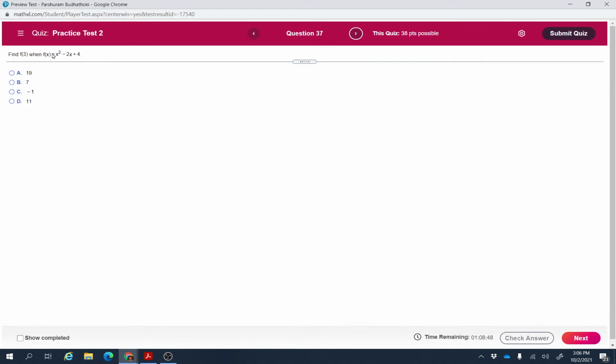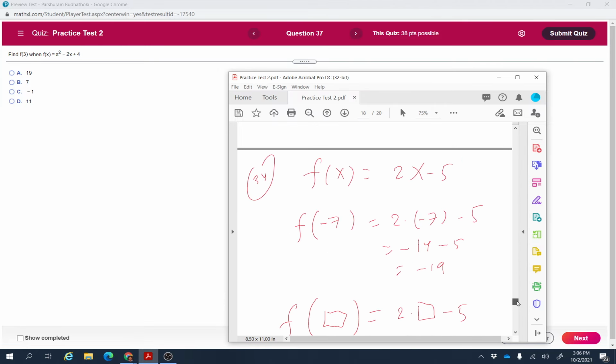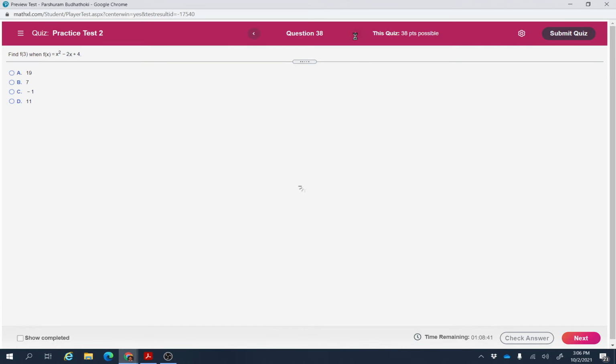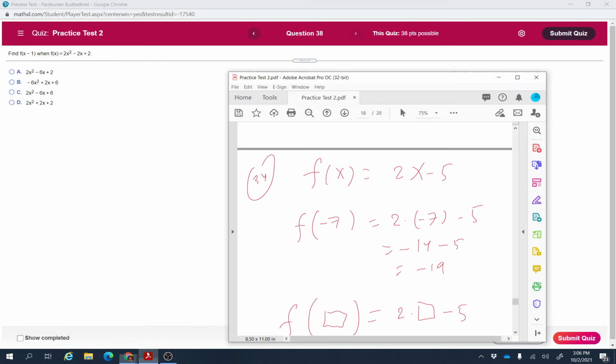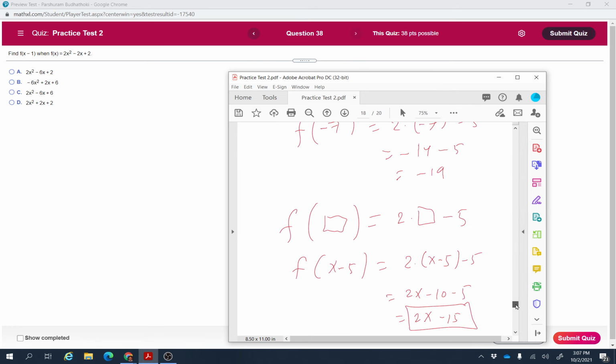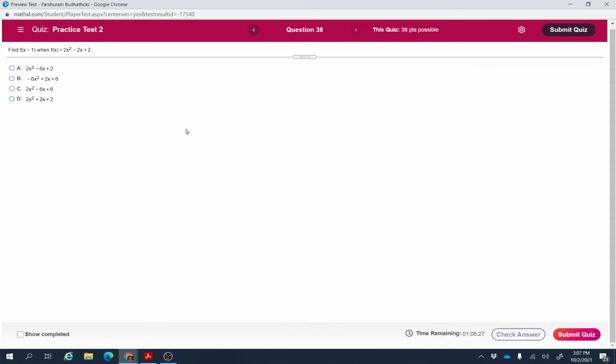Okay, find f of 3. Just do it like the previous problem we did. This is also exactly the same thing you have to do as we did in problem 34 part C. Just replace the box by x minus 1 and simplify it. So that's practice test 2.